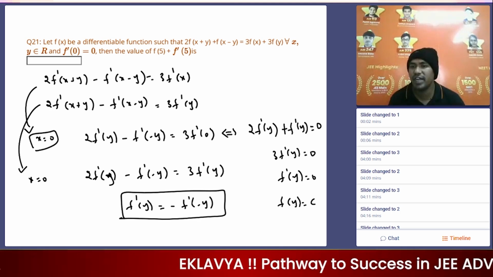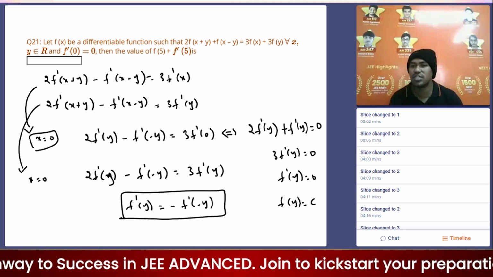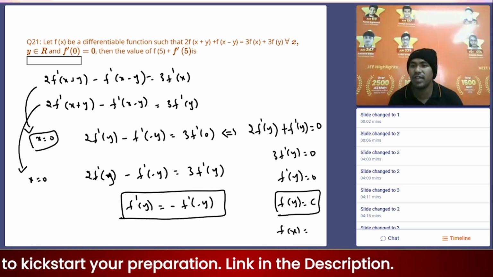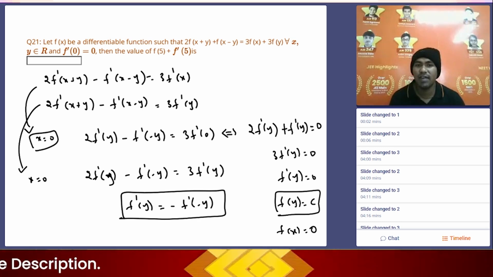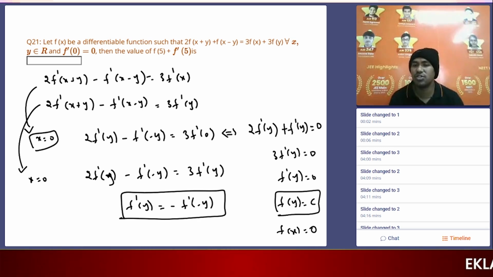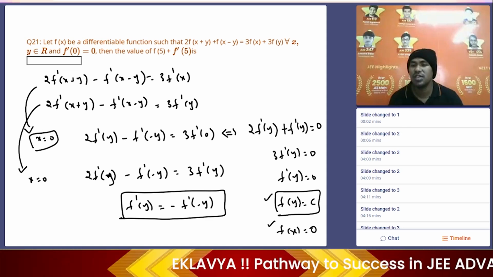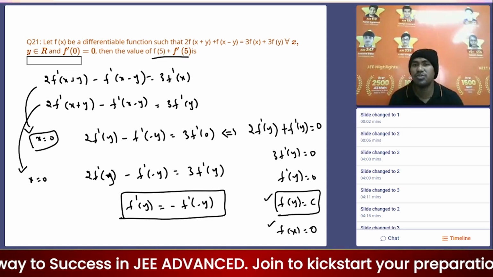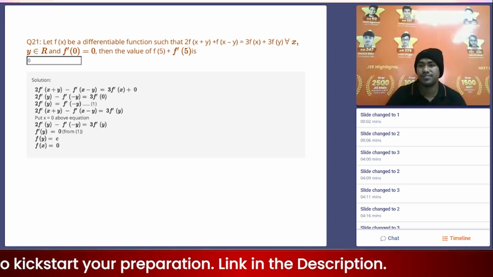Because if you take integration of f dash of y, that is equal to c. And when f of y is equal to c, then what will happen to f of x? f of x is equal to 0, right? Because I have taken x equal to 0 only. f of x is equal to 0 we got already. Now f of x is equal to 0, f of y is equal to c. Now f dash of x is also 0 only, right? Now what will happen when you substitute x equal to 5 also? The answer will become 0 only.